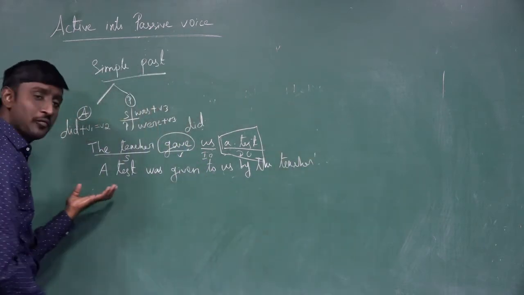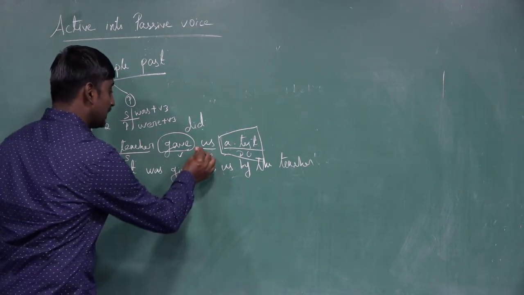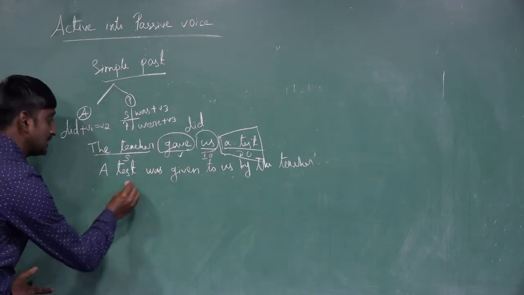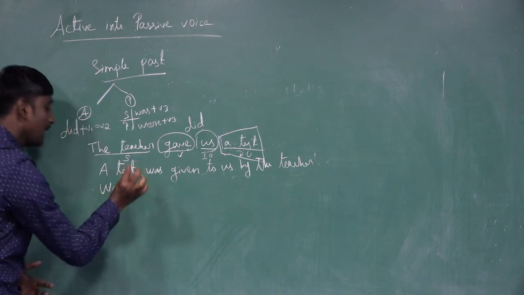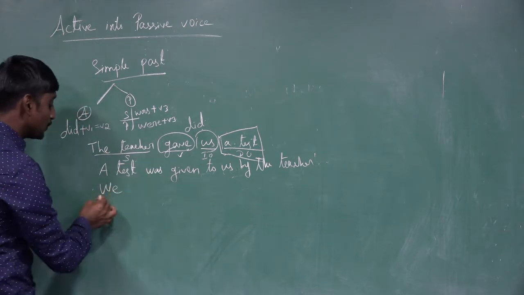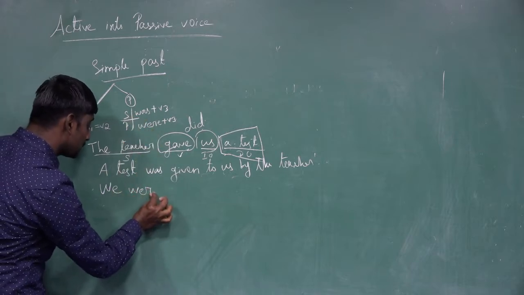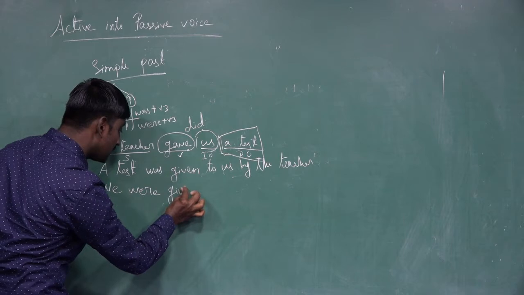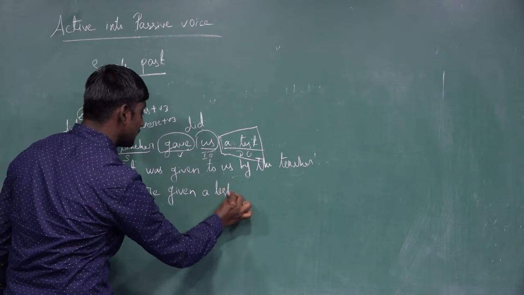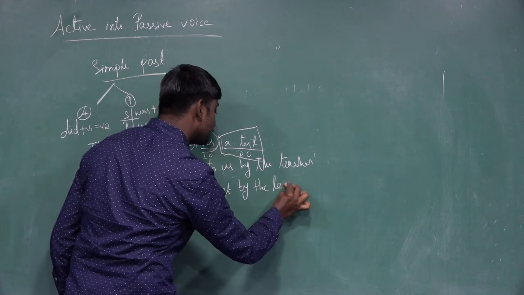That is the first way. Another way: you take the other object, us. So us, the object, comes to the subject place. Us changed to we. Is we singular or plural? We means all students, so we is plural. For plural, it is were. We were given a test by the teacher.